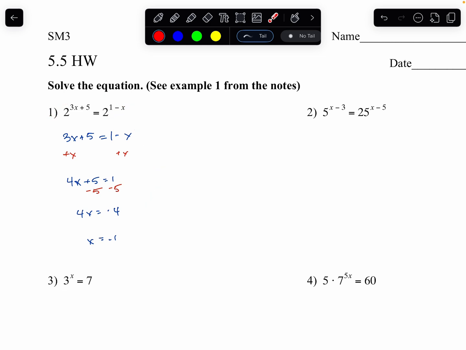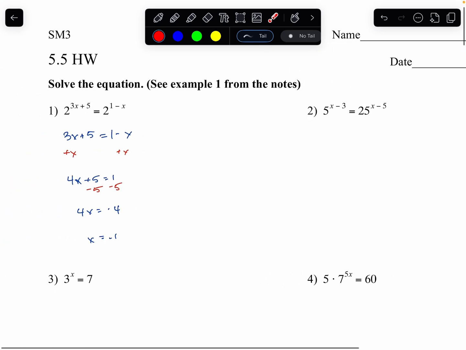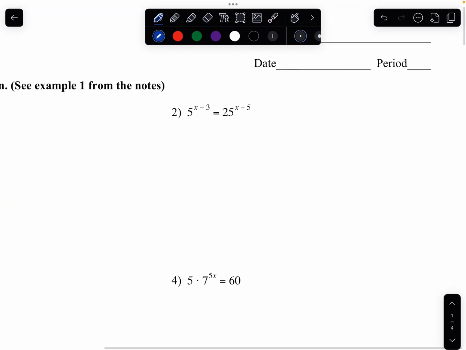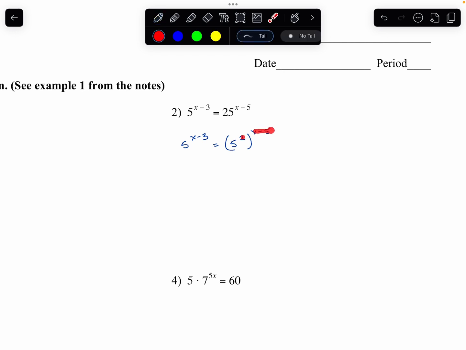that's what you get. Okay, now in this case you might think, well, the bases aren't the same, but you can manipulate this side right here in order for them to be the same. So while this is 5 to the x minus 3 power, I can write this as 5 squared to the x minus 5. And since I have a power to a power, I can multiply. So in other words, I can distribute that. So I get 5 to the x minus 3 equal to 5 to the 2x minus 10.